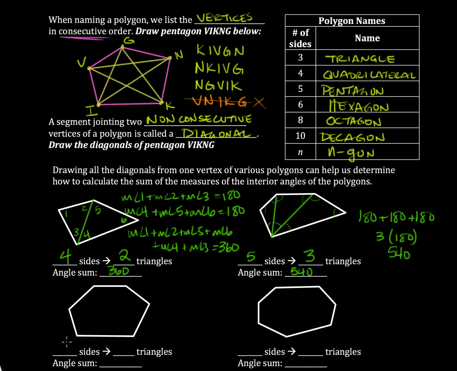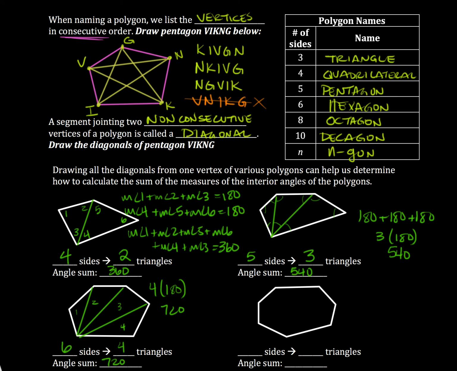Now if I add another side, what if I look at a hexagon with 6 sides? Well, if I draw all the diagonals from this vertex of my hexagon, I'd have 3 diagonals, and I'd make 4 triangles, right? So if I added up all of those angles, it would be 4 times 180, which is 720 degrees for all of the angles inside my hexagon.